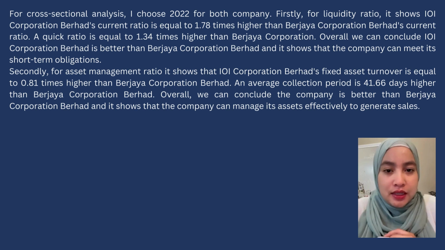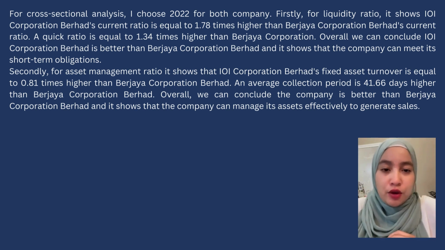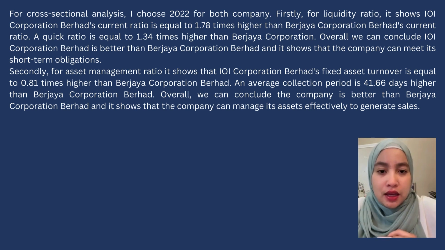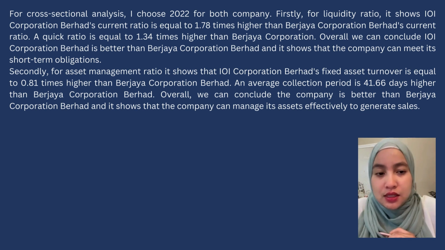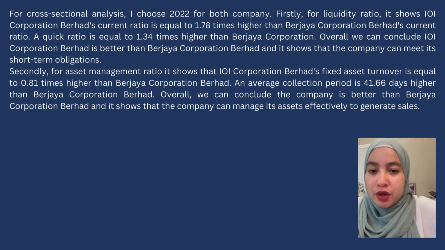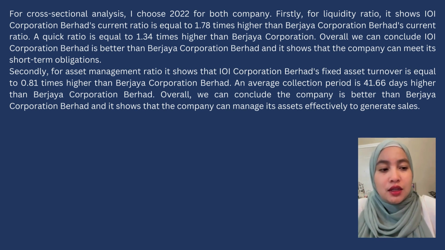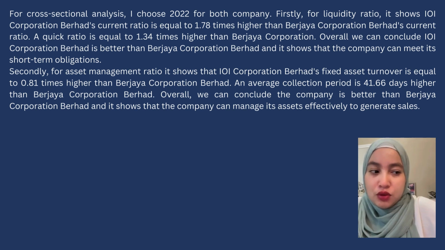Secondly, for asset management ratio, it shows that IOI Corporation Berhad fixed asset turnover is equal to 0.81 times, higher than Berjaya Corporation Berhad, and average collection period is 41.66 days, higher than Berjaya Corporation Berhad. Overall, we can conclude the company is better than Berjaya Corporation Berhad, and it shows that the company can manage its assets effectively to generate sales.